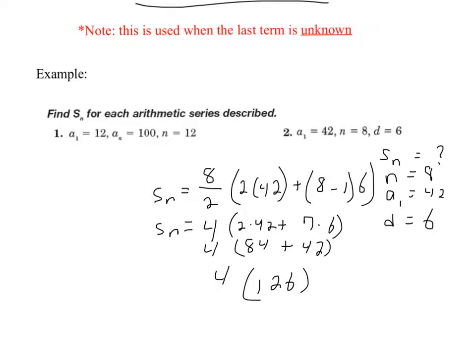Times 4. If you take 4 times 126, real quickly plug it into your calculator, what do you come up with? Yep, I agree, 504. So what does that mean? Well, if the first term in the sequence is 42, and you have 8 terms, so there's the first one, the second one, the third one, the fourth one, the fifth one, the sixth one, the seventh one, and the 8th one, and you added the 6 and got the next term, and so on, and then you added each of these together, you would come up with 504. All right, guys, that's what that means.